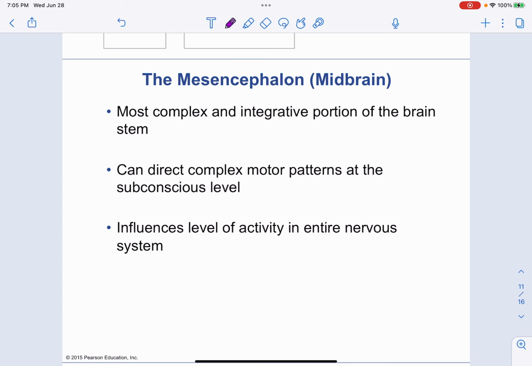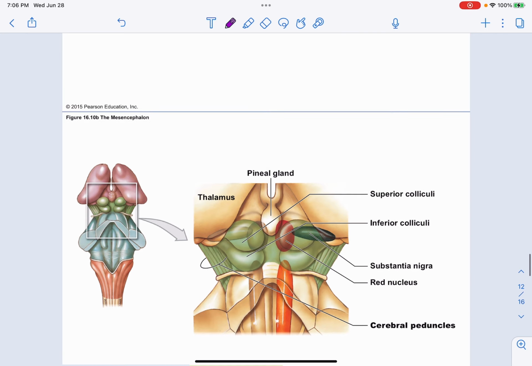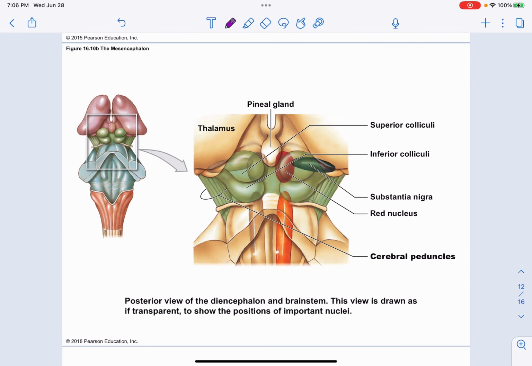So again, this is just summarizing that there's a lot of complex activity that's going on in the mesencephalon. And I want to explain some of these to you. So there's a lot of complex motor patterns that are happening at the subconscious level. And this is going to influence the entire nervous system. Let's take a closer look at what I'm talking about and the areas that we're going to discuss here. So like the other images, we're looking at the mesencephalon and then a close-up of that region. And there are several features here that are important.